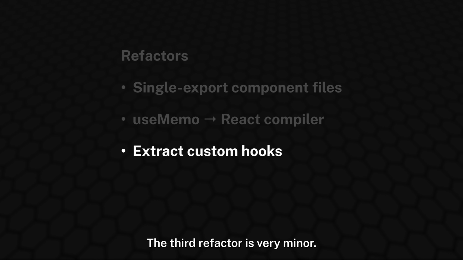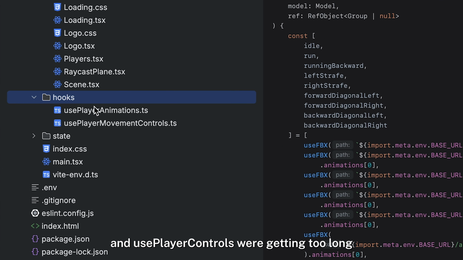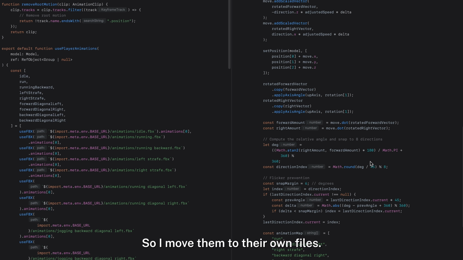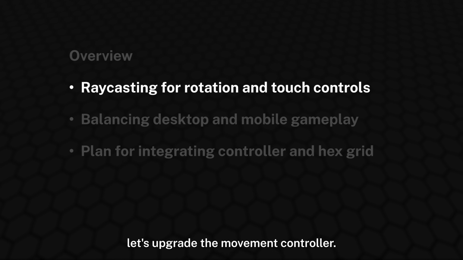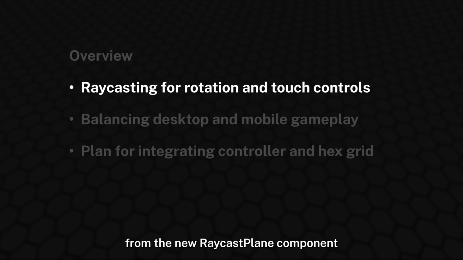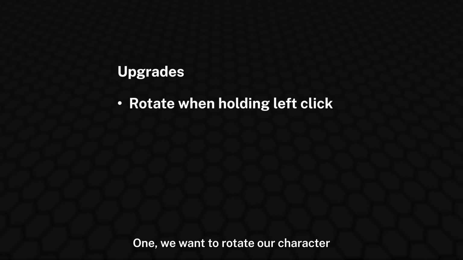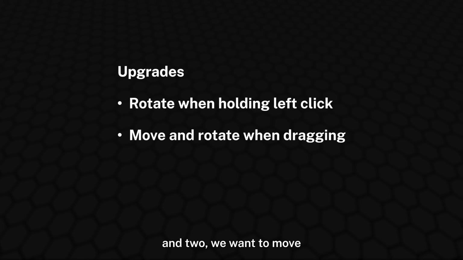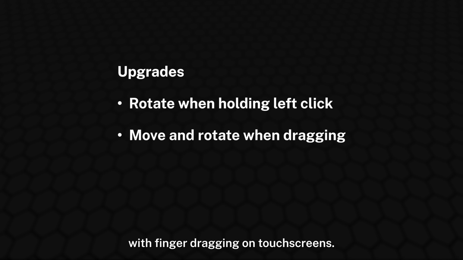The third refactor is very minor. My custom hooks, usePlayerAnimations and usePlayerControls, were getting too long to scroll around comfortably, so I moved them to their own files. Okay, let's upgrade the movement controller. We want to use the pointer positions from the new RaycastPlane component to make 2 changes. 1, we want to rotate our character based on the pointer position for keyboards, and 2, we want to move and rotate our character with finger dragging on touchscreens.